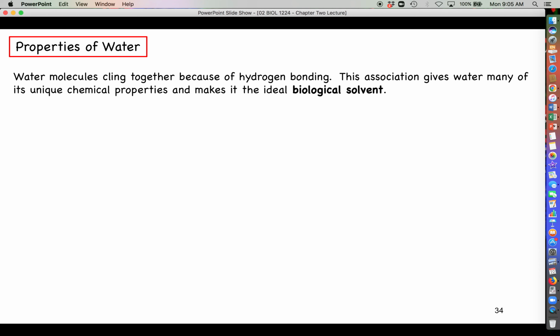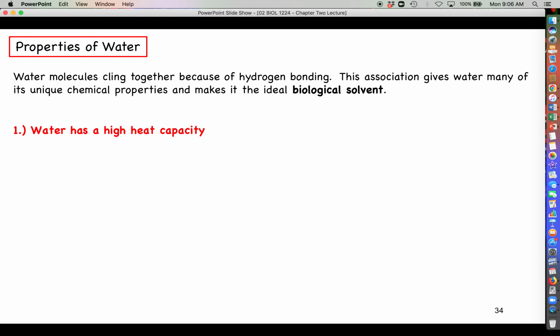So, like I said, a lot of these different properties of water that we're going to talk about that are unique to water are because of the hydrogen bonding, and it actually makes water such that it is an ideal biological solvent. Any liquid-based media you see in biology, whether it is bodily fluids, cellular fluids, or whatever, water is the solvent, and water is the basis for all the properties of that living cellular material.